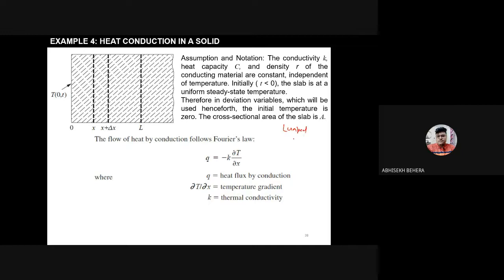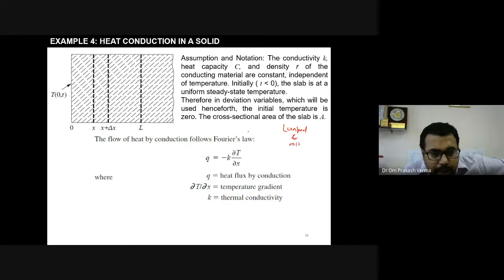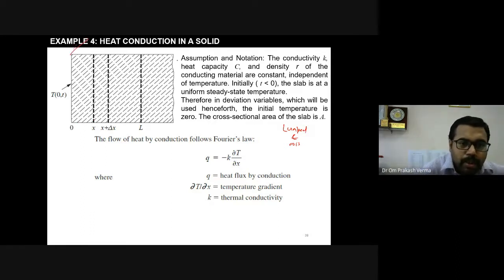Distributed. This one is distributed. Why distributed? Because it is coordinate dependent as well as time dependent, right? Because this is heat conduction in a solid. If there is a conductor and the temperature at this coordinate is T, the coordinate is x and time is t, then the temperature varies with respect to both time and x. We are considering only one direction, however it may be two-dimensional or three-dimensional.